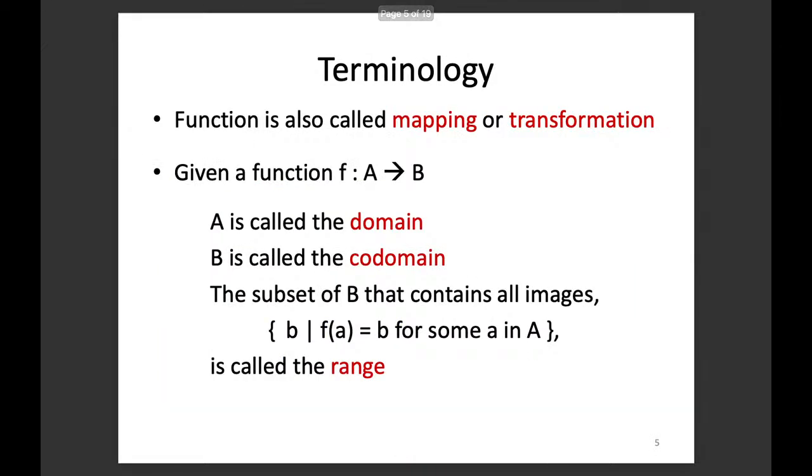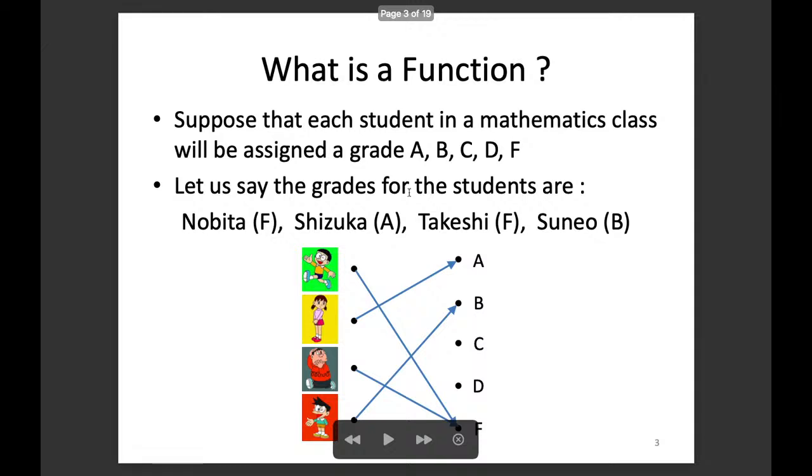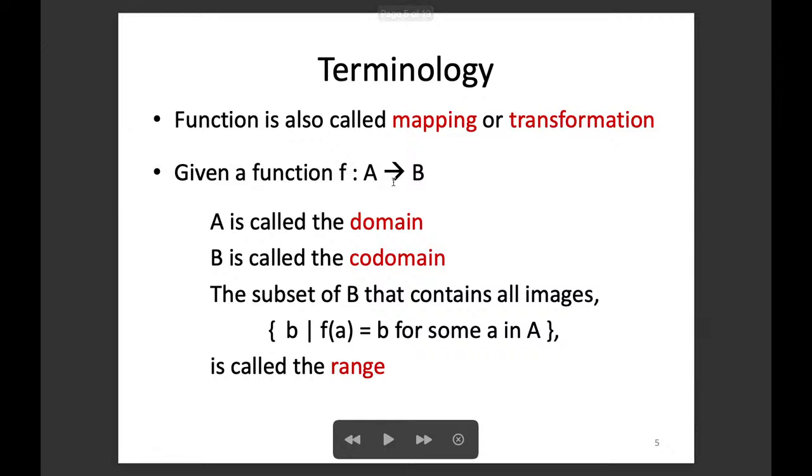Okay, so function is also called mapping or transformation. So mapping really means assignment, and transformation, you can easily see that we are somehow transforming a student here into a grade. So it is kind of a change, a transformation. Okay, so there are some more names to study here. So I hope you can all memorize it.